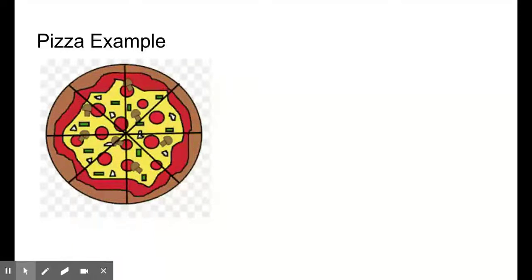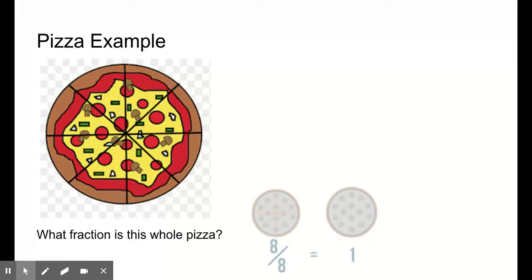Here's a pizza example. We've all eaten pizza, or most of us have. This pizza is cut into 8 equal parts. What fraction is this whole pizza? So it is either 8 parts out of 8 or the number 1. And if you think 8 divided by 8 is 1, that may also help. So everything is colored in, the whole pizza is there, it's 1 whole.